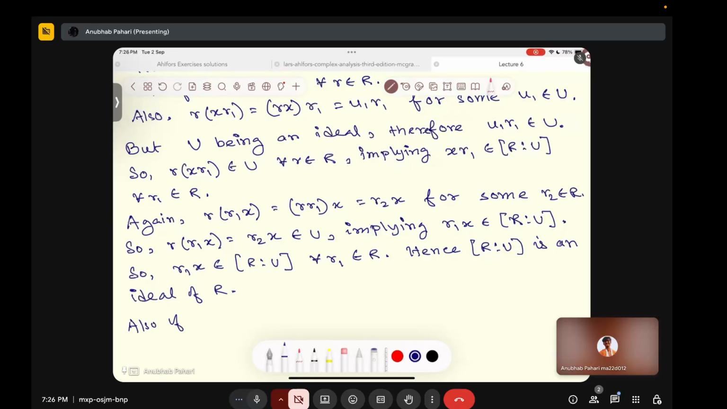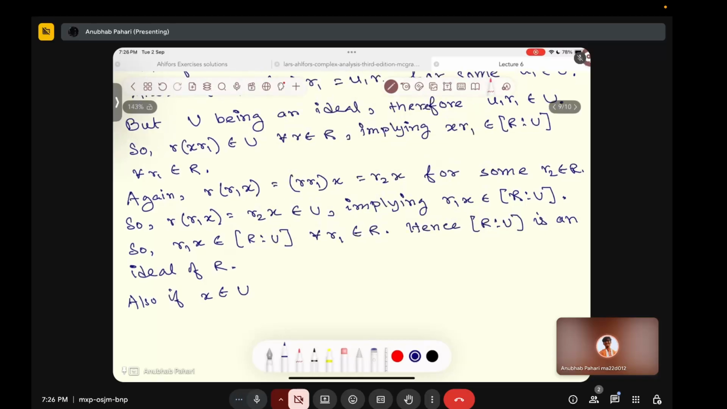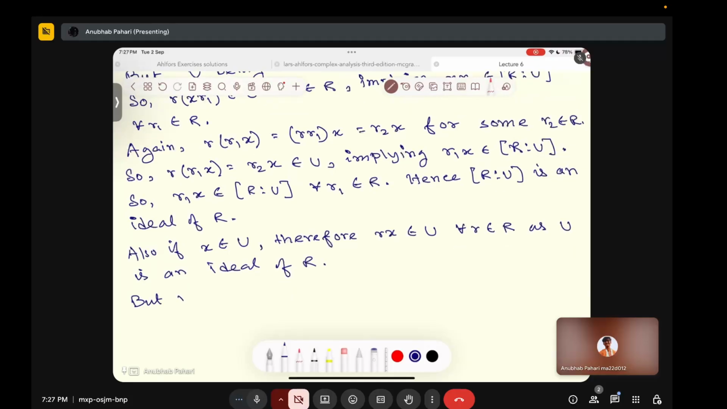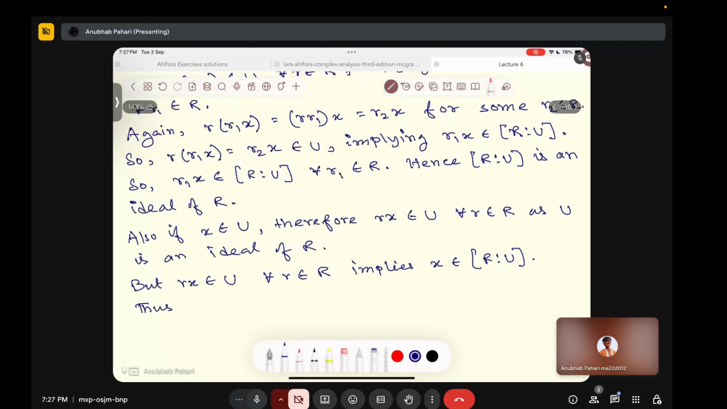Also, if small x belongs to capital U, therefore small r x belongs to U for every r belongs to capital R, as U is an ideal of R. But small r x belongs to U for every small r belongs to R implies small x belongs to capital R dot capital U. Thus U is contained in capital R dot capital U. So we are done.